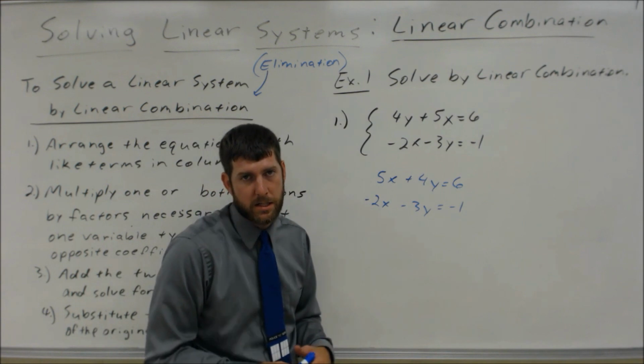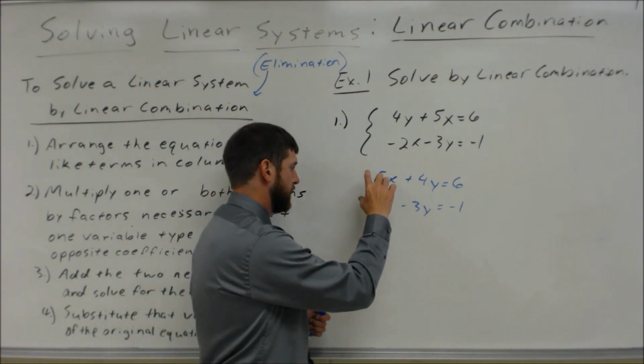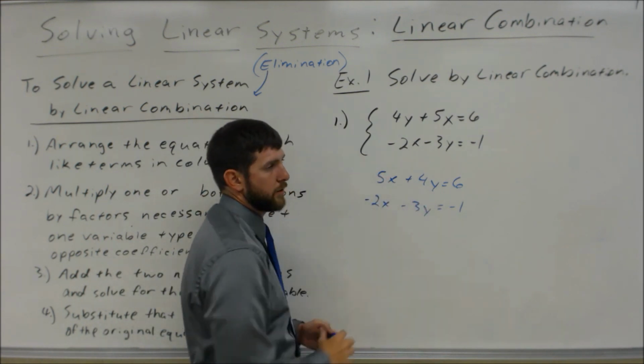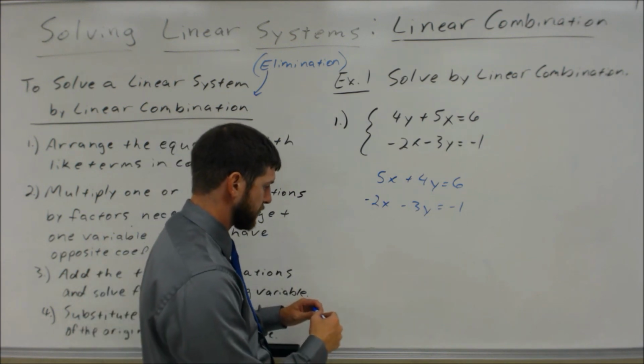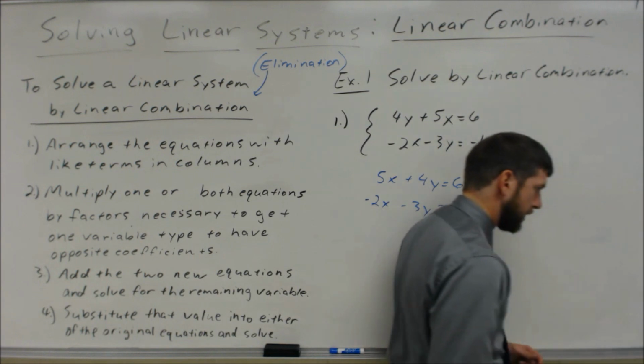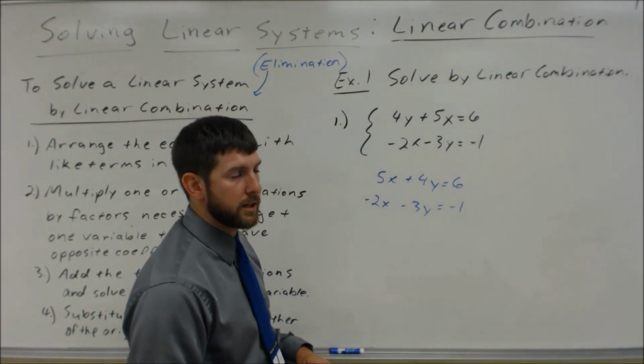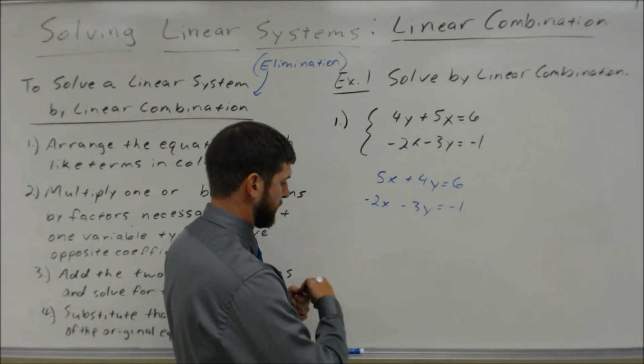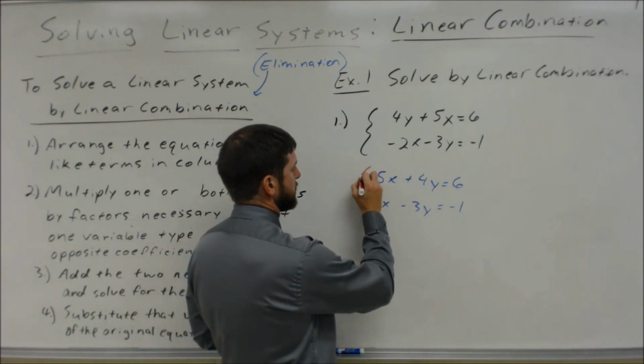I'm just going to pick the x because it's first, because I don't think there's a big difference between making those 10s or making those 12s, since those are the least common multiples. So I'm just going to pick the number that will make them work together, which gives me the same number with opposite coefficients.